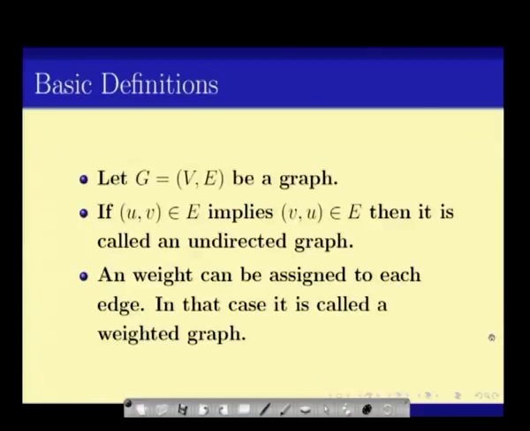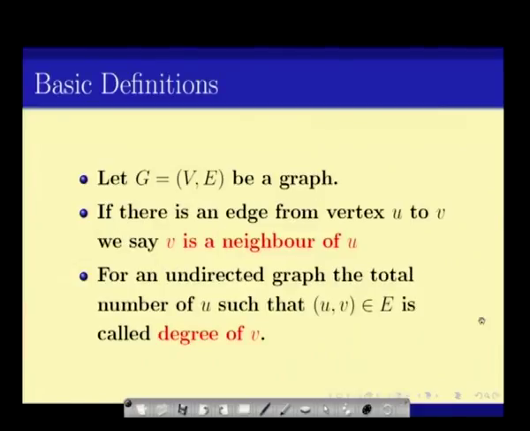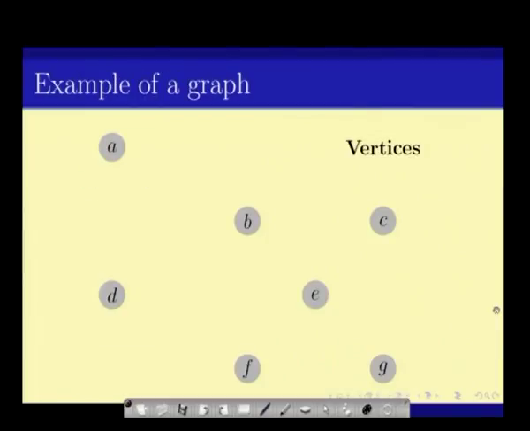In the set of basic definitions, if uv is in the edge set implies vu is in the edge set, then we call this an undirected graph, and weights can be assigned to each edge. In this case we call it a weighted graph. For every vertex v, if there exists an edge from u to v, then we say v is a neighbor of u, or v is adjacent to u, and the total number of neighbors of u is known as the degree of u.